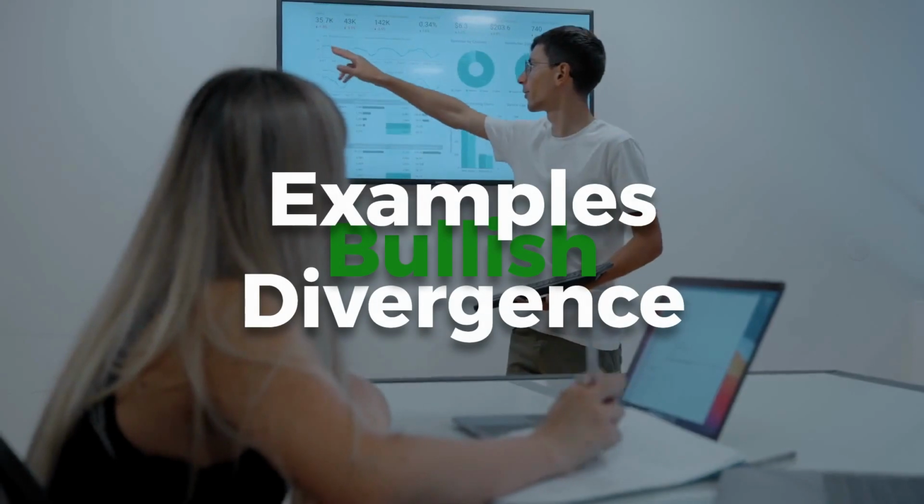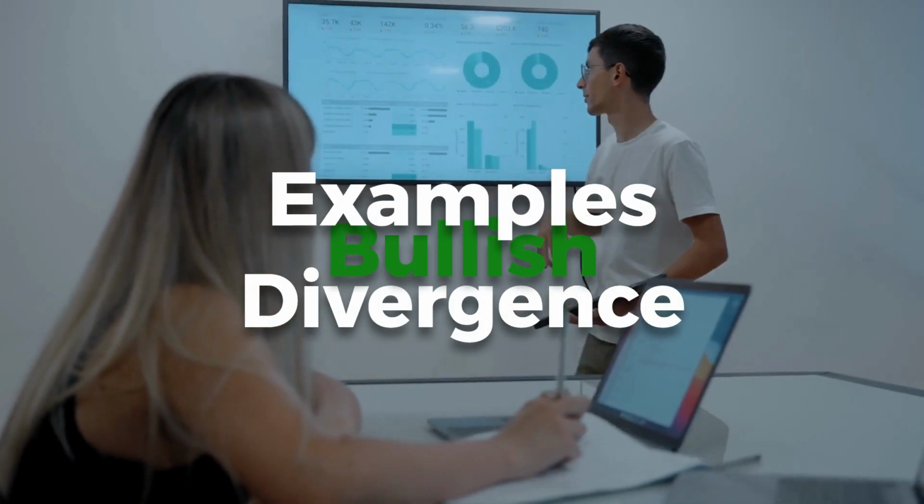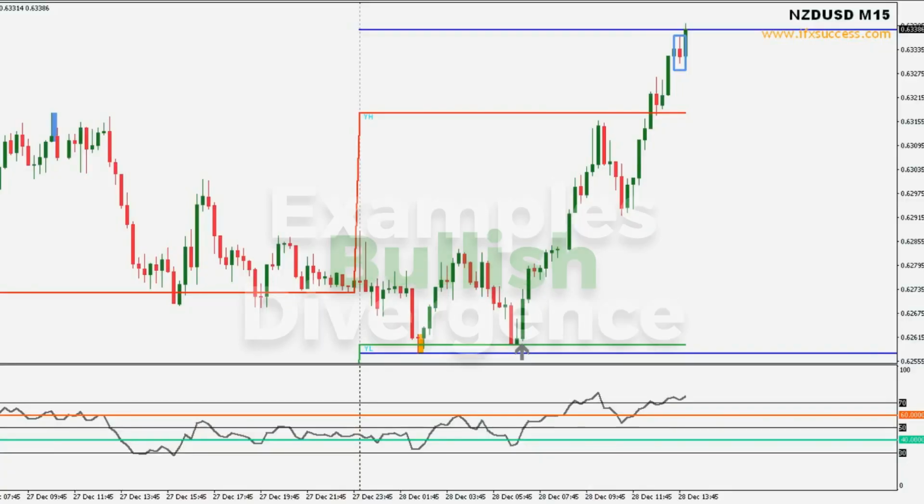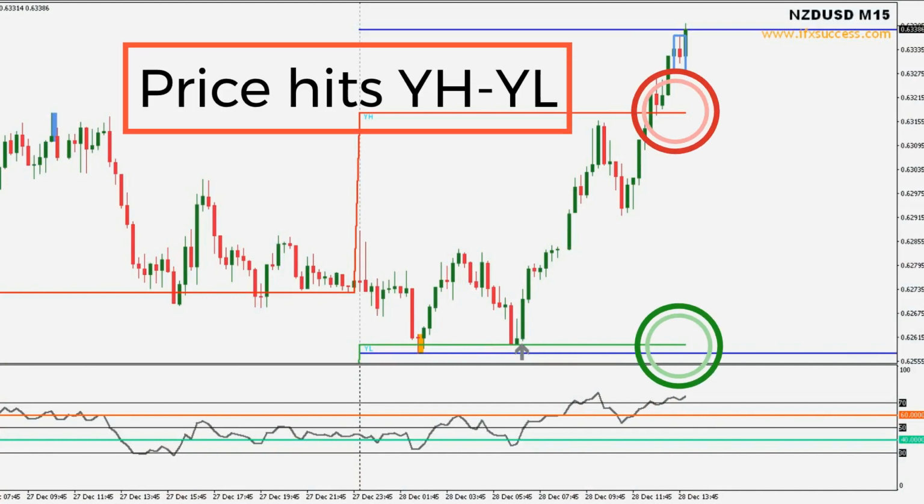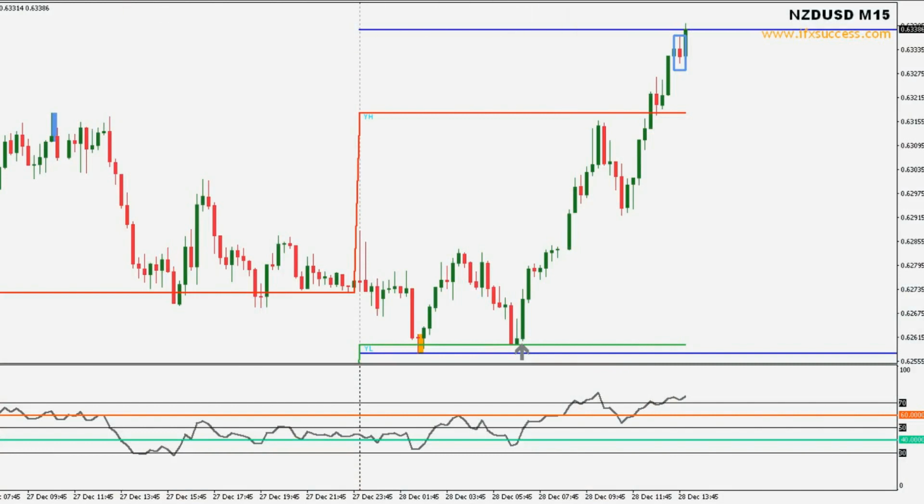Let's take a look at some bullish divergence entries using the M15 reversal blocks. I usually prefer to wait until the price has hit yesterday's high or low before looking for an entry, but there are always exceptions to this rule where you can still get a divergence even though the price hasn't hit those markers. Take a look at this beautiful bullish entry.